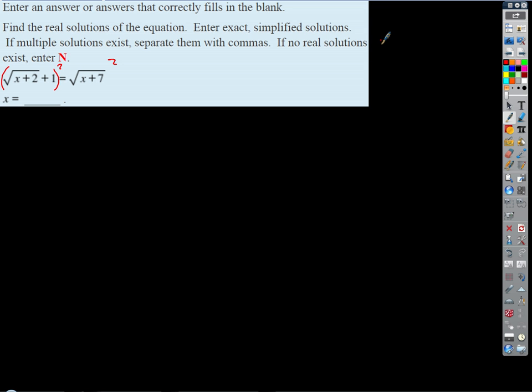Well, if I just use the pattern (a + b)² = a² + 2ab + b², where the square root of x + 2 is a and 1 is b, when I square that out, I get a squared, which would be the square root of x + 2 squared, so just plain old x + 2, plus 2 times a times b, which is 2 times the square root of x + 2, plus b squared, well, 1 squared is 1, equals, on the right side, I just get x + 7.